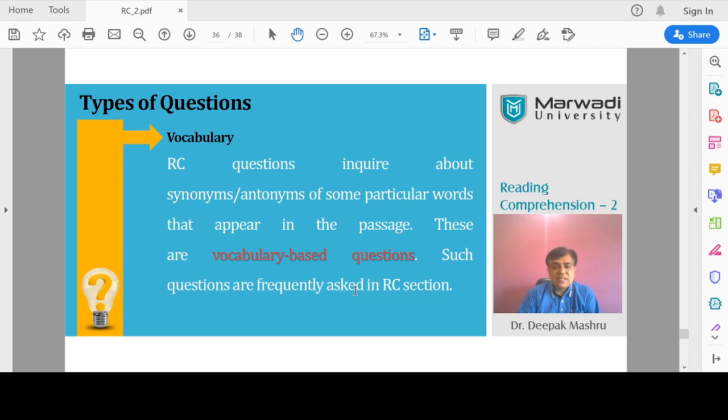The last question type is vocabulary-based questions. As I told you, in MCQ-based questions in GTU, you will find at least 2 questions out of 6 based on vocabulary: what do you mean by this word in the passage? So it is important for you to develop your vocabulary properly. That will help you like anything. Fine.